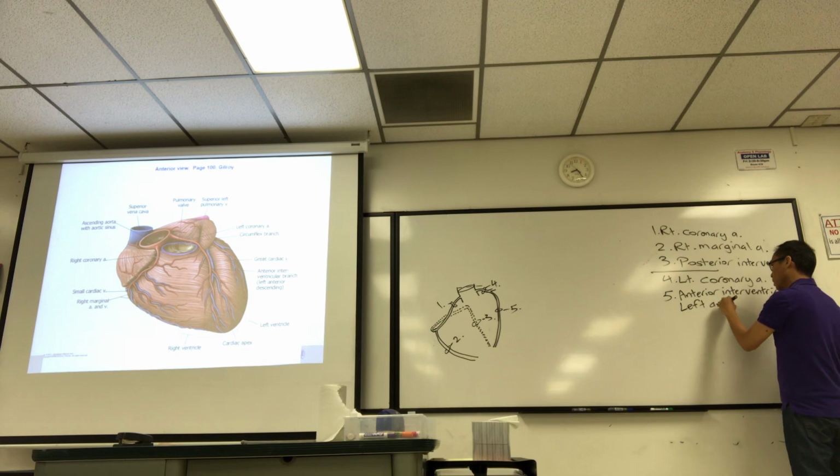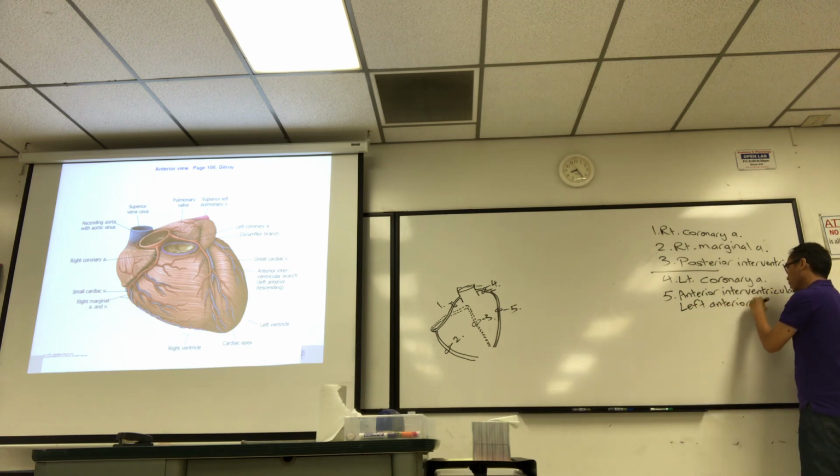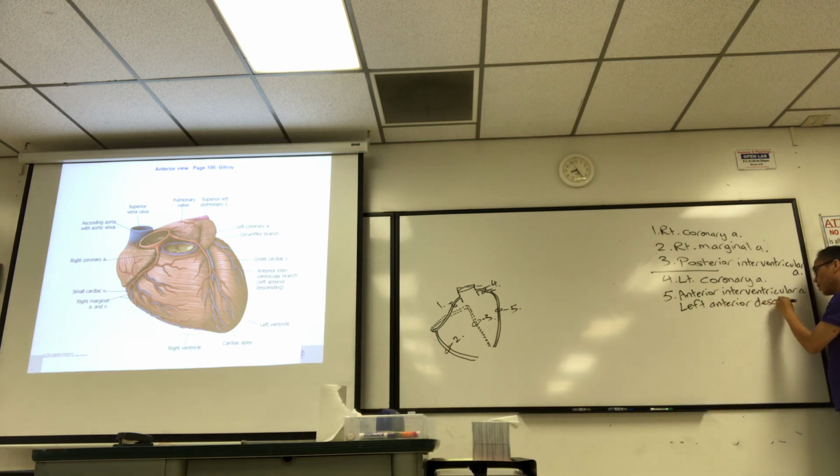Left anterior descending. So think where it is. It's supplying blood to the LV. This is dubbed the widowmaker. If you have a heart attack here, because it's LV, if it's large enough, that could be lethal.